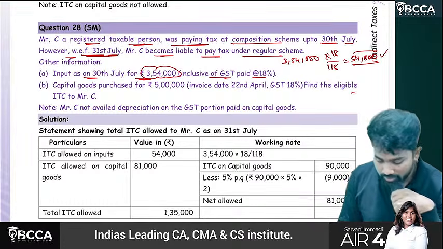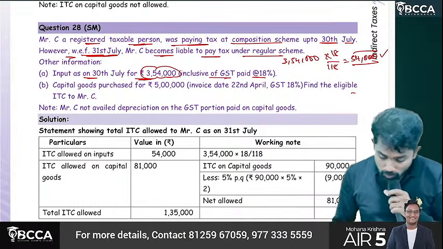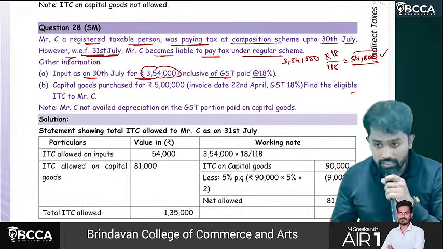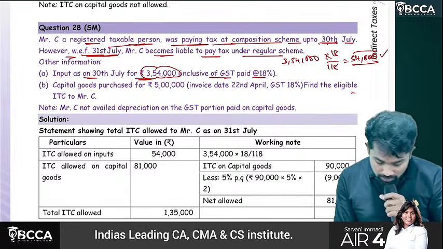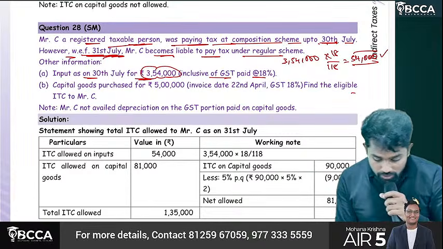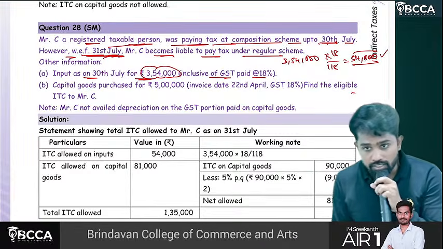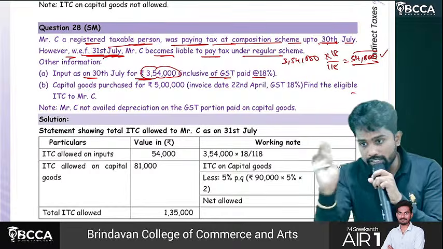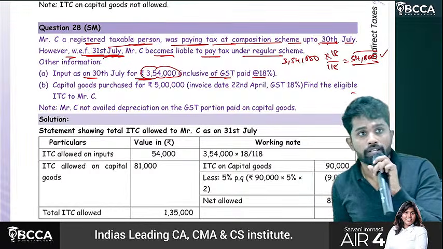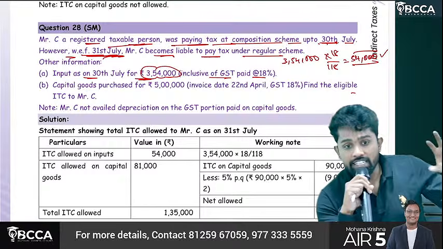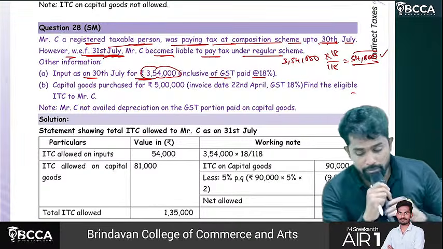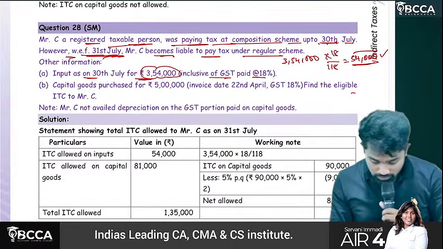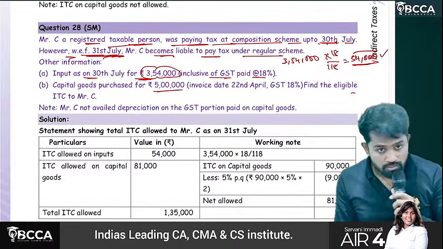Sir, what happened here? They are shifting from composition to regular. From 31st July, he is liable to pay tax under the regular scheme. When shifted from composition to regular, ITC on inputs can be availed, and even ITC on capital goods can be availed. So on inputs 54,000. Then capital goods, how much, sir?